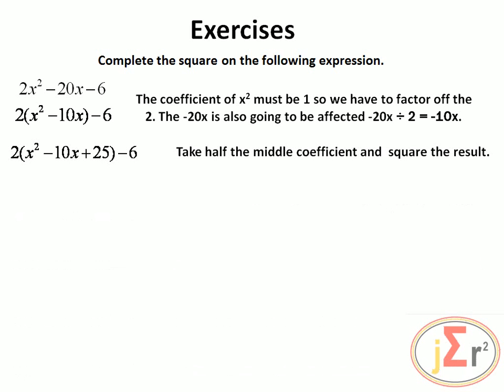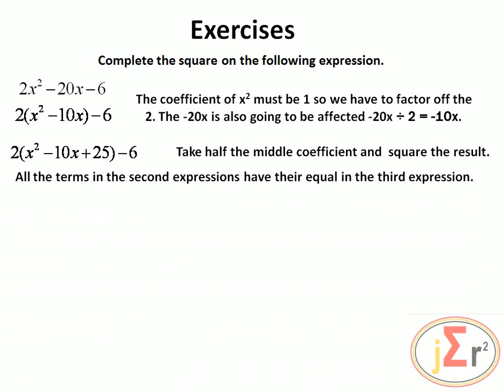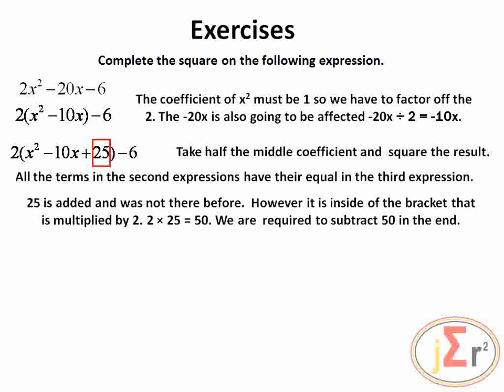And as usual, everything that we have there has its equal again. Let's see if it's everything. Seems to be everything. Not quite. 25 was not there before. So we have to take away the 25 in the end. But that 25 that we have here is multiplied by 2 first. So its overall contribution to the problem is 50. 2 times 25, which is 50. So we subtract 50 in the end. That is what we are going to do.